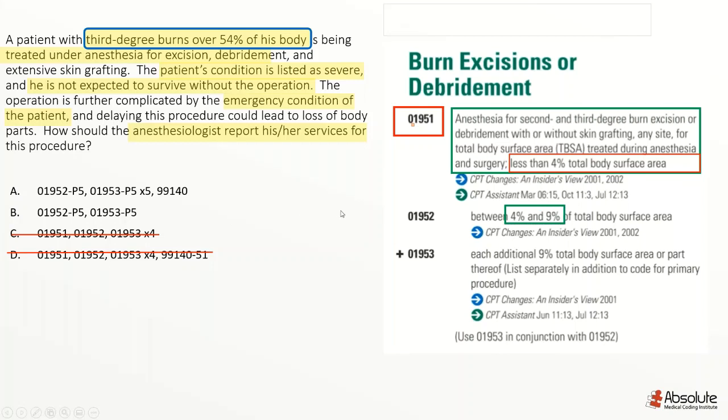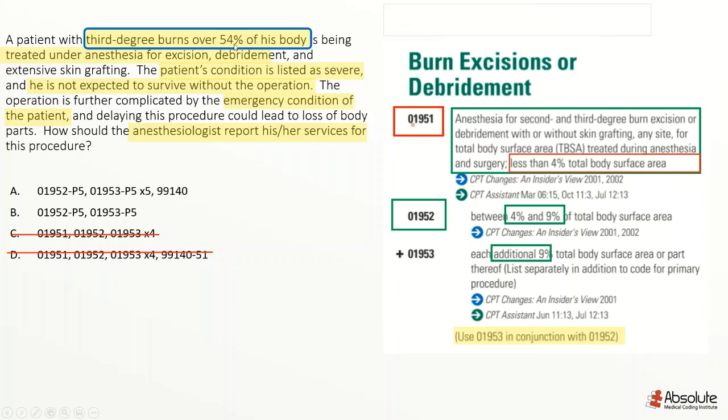This one has the same lead code of 01952 with a P5 modifier. Now we are coding for 4 to 9% of the total body surface area. So we know we need that code. And then the 01953, that is for each additional 9% of the total body surface area or parts thereof. That is important information to know. So we've got a code with this add-on code, each additional percentage. And here we know we can use 01953 in conjunction with this. Don't get thrown with that, because you cannot use this code with this add-on code.